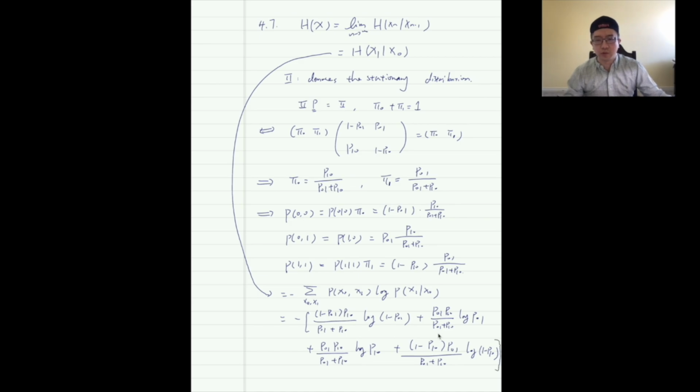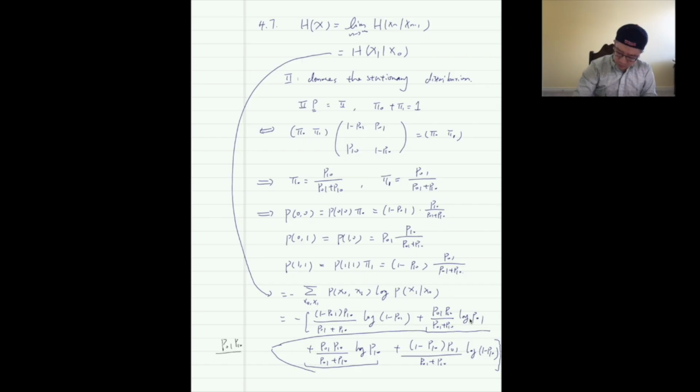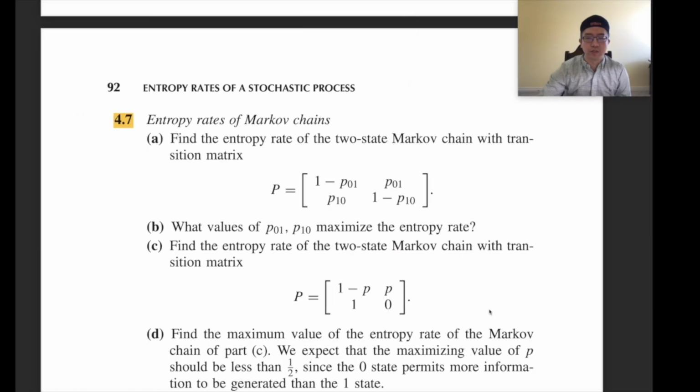Of course you can combine this and that, because they have the same constant here. Since this is a log, we can maybe combine these, so we get p01 p10 over p01 plus p10 times log of p01 p10. So we can combine these two terms. All right, very good. And now let's see the second question.